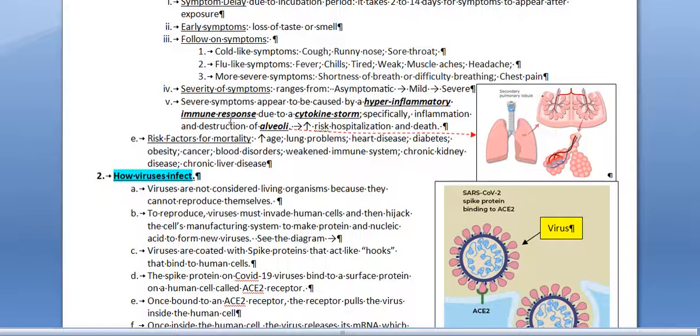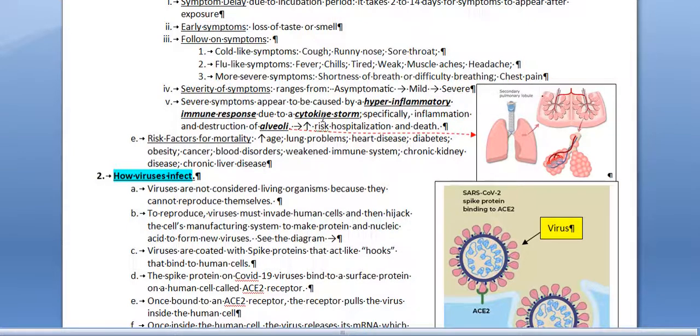The severe symptoms appear to be caused by a hyperinflammatory immune response due to something called a cytokine storm. It's a big fancy term, but it means you have way too much inflammation. Basically, your immune system is overreacting, and that's due to this cytokine storm. Now, cytokines are chemical signals released by certain cells in the immune system that say, hey, you guys, get in gear. Let's go fight this thing.